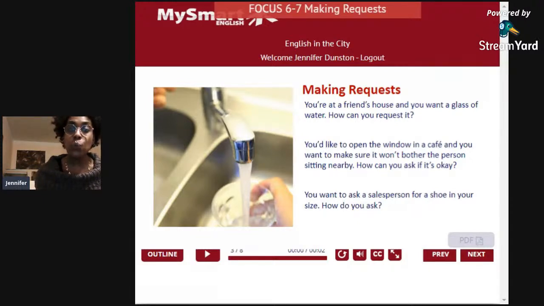Or you want to ask a salesperson for a shoe in your size. How do you ask? We see that these are 3 different situations. So 3 different opportunities to make a request. In one situation, you're with a friend.